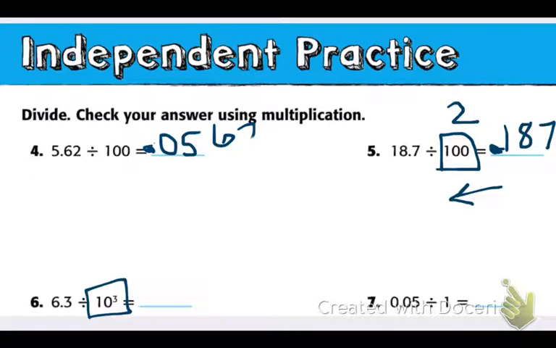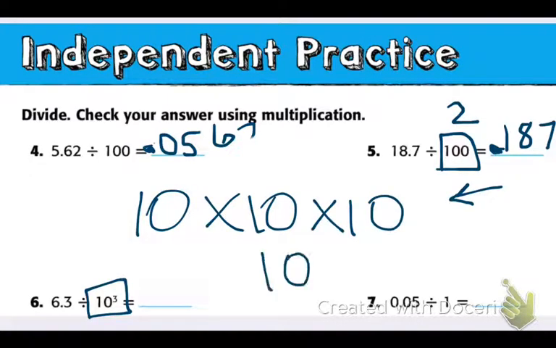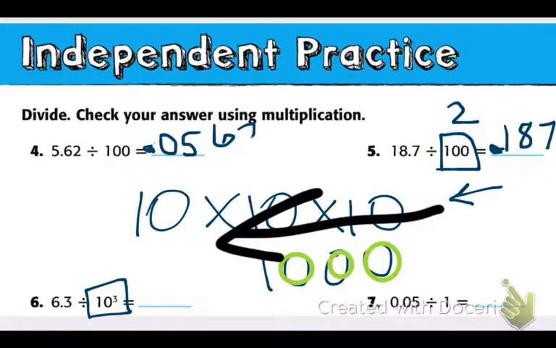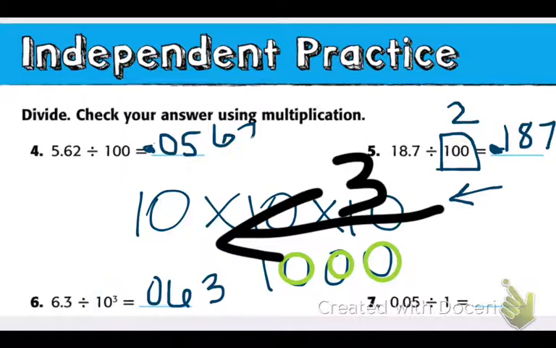Ooh, 10 to the 3rd power. We know that's 10 times 10 times 10, or 1,000. How many zeros are there? 1, 2, 3. I can move 3 places to the left. Well, again, I better add some zeros. If I add 1 zero, I still can't move it 3 places to the left. I'm going to add 2, so I go 1, 2, 3. That makes it 1,000 times smaller.